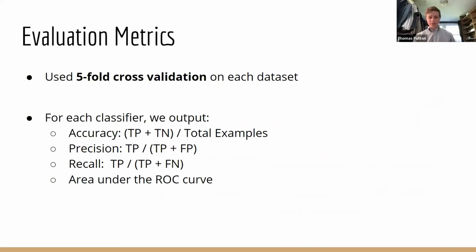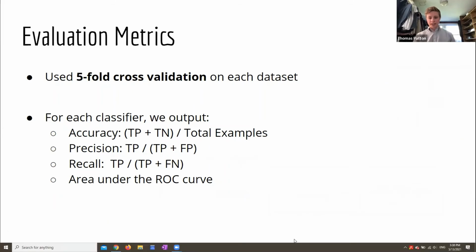For each of these classifiers, we used a technique called 5-fold cross-validation. The way this works is the data set is split into 5 even folds, and then iteratively each fold is predicted by training on the other 4. This way, we ensure that the examples that we set aside for testing weren't some flukes or anything like that, and then we average the metrics across all 5 trials. For each of these, we output the accuracy, which is how many we predicted correct out of the total number of examples, the precision, which is the true positive rate, the recall, which is the false negative rate, and also the area under the receiver operating characteristic curve.